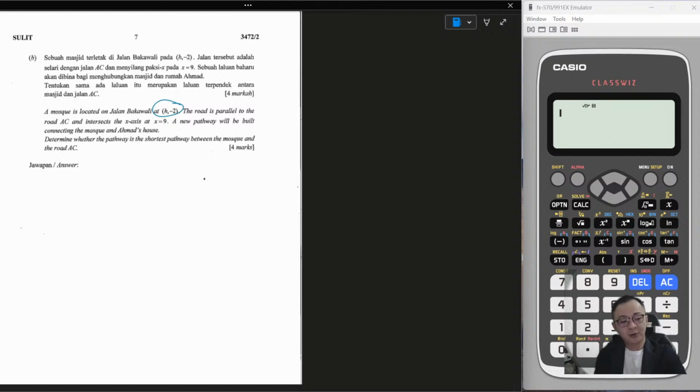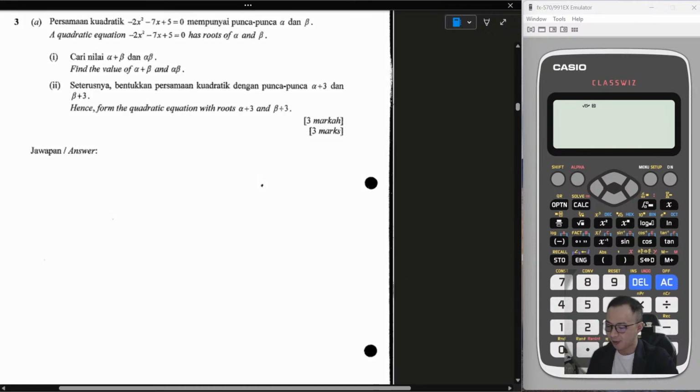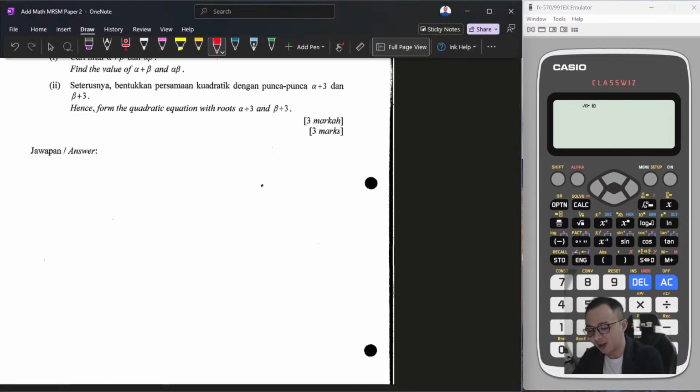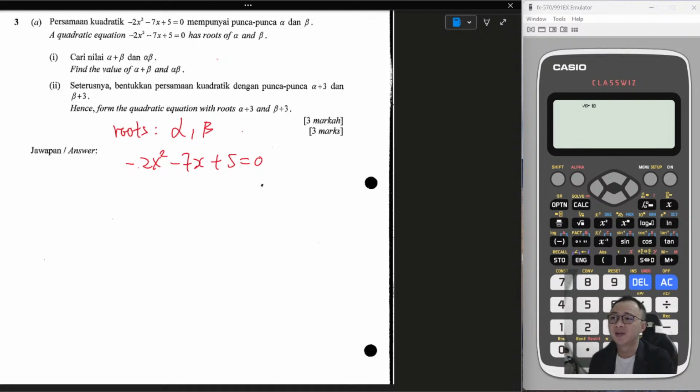Okay, so let's continue. So a quadratic equation has the roots alpha and beta. Normally this is what I always do. So this one is -2x squared minus 7x plus 5 equals 0. I will just mark down what their roots are. So the roots are alpha and beta, because I need to do sum of root and product of root. That means I need to add the alpha and beta, and I need to multiply alpha by beta, to achieve my sum of root and product of root.